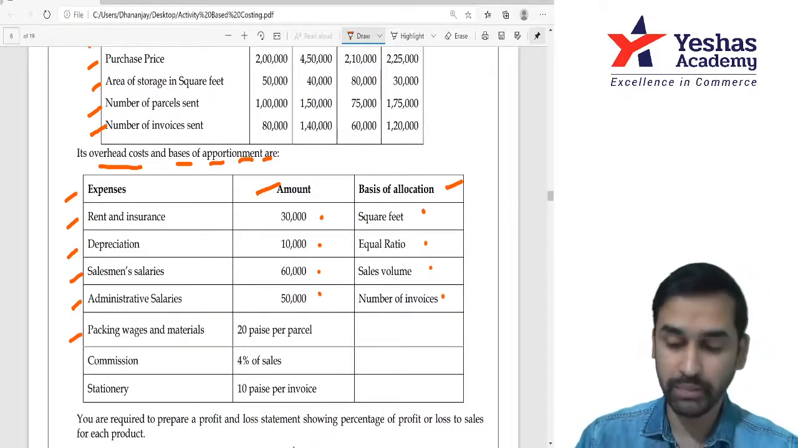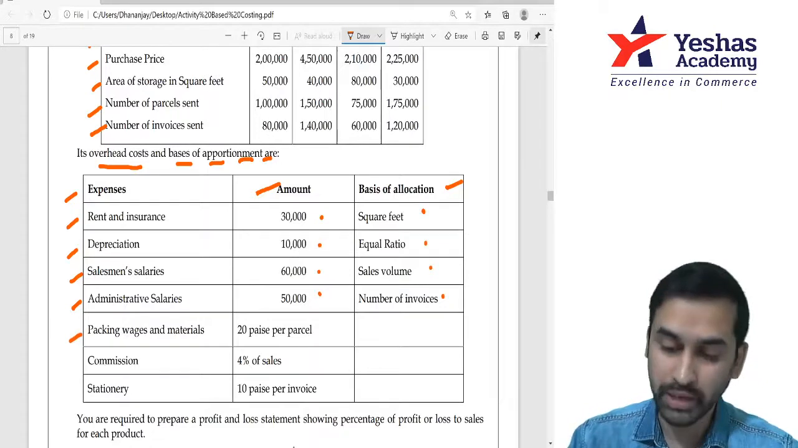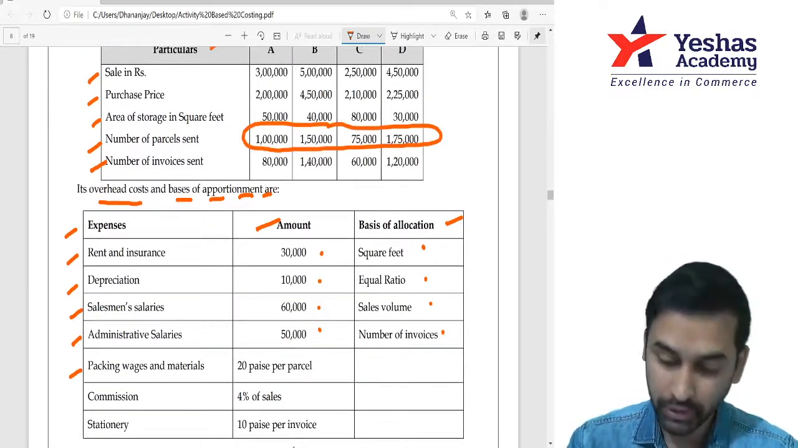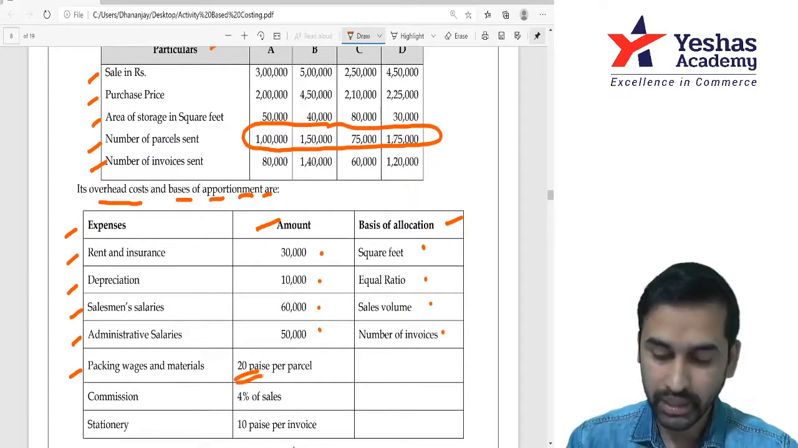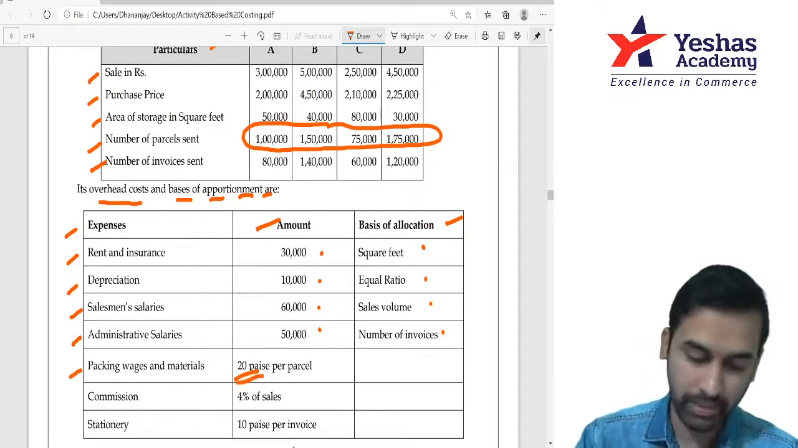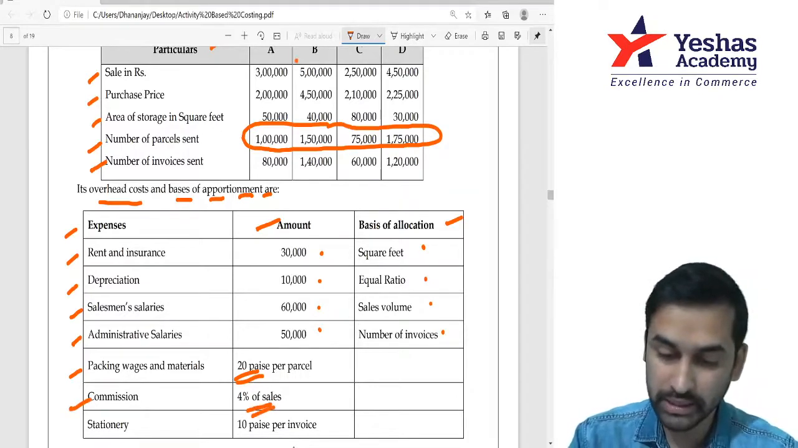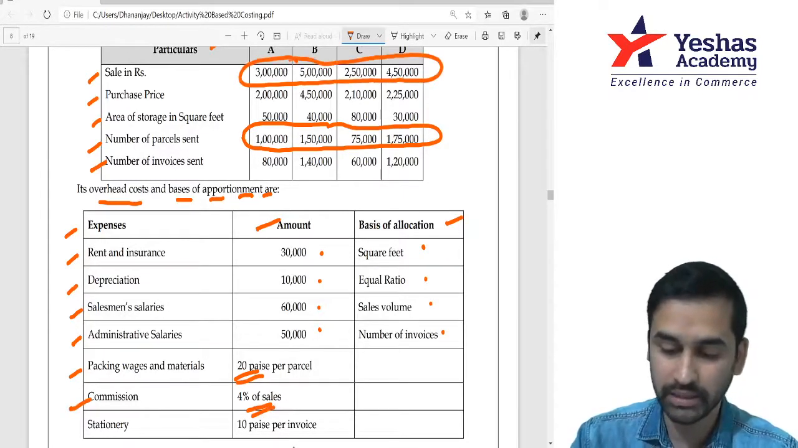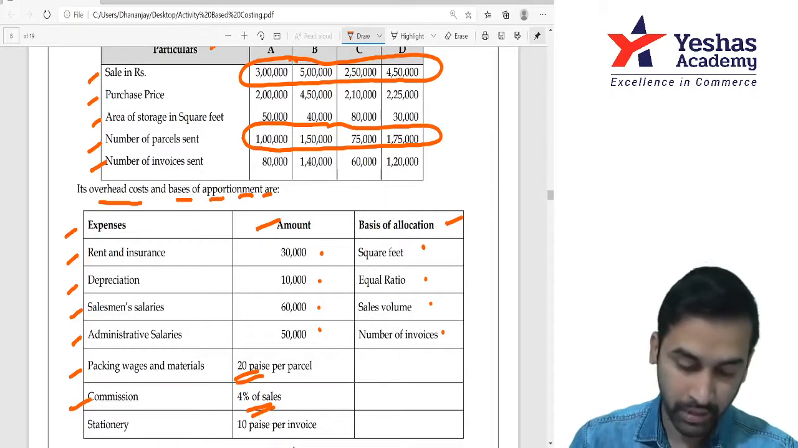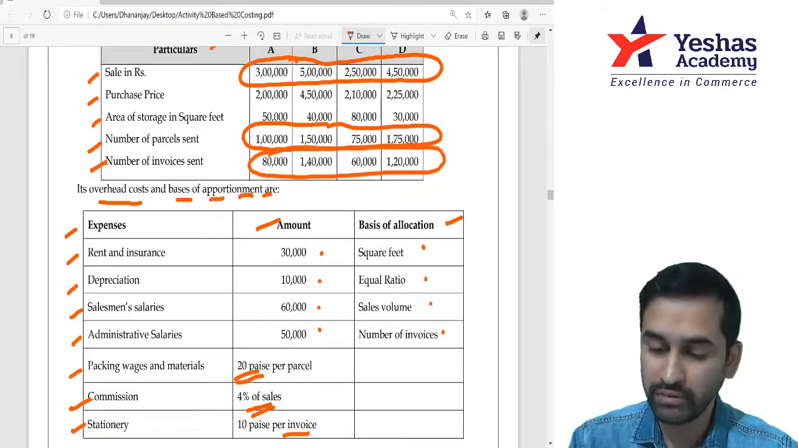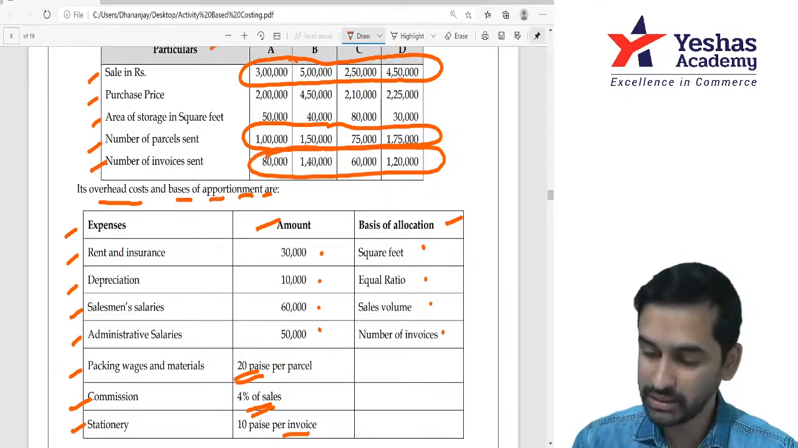Packing wages and material 20 paise per parcel. By the way, number of parcels are available here. If you multiply that with 20 paise, you get the packing related cost. Commission 4% of sales. Sales is anyway given here. Just multiply this into 4%. Stationery 10 paise per invoice. Number of invoices you have, just multiply that by 10 paise.